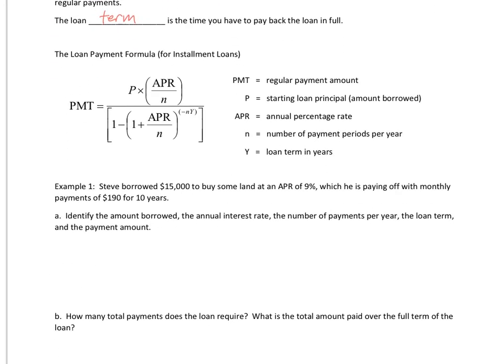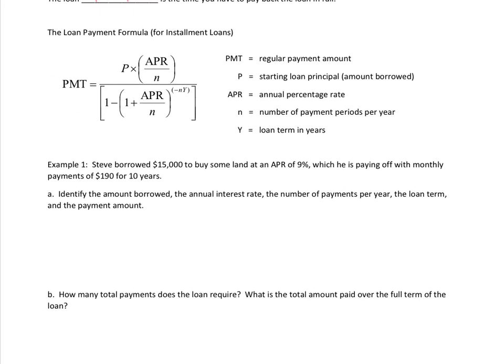So the loan payment formula for installment loans is here. Now again, like with the savings plan formula, there's still a lot of pretty similar feeling stuff here, like this 1 plus APR over n to the ny power. But you have to be careful here when you're trying to find the payment for a loan, the sign of the exponent is negative, so you want to be watching out for that. There's a negative sign up there.